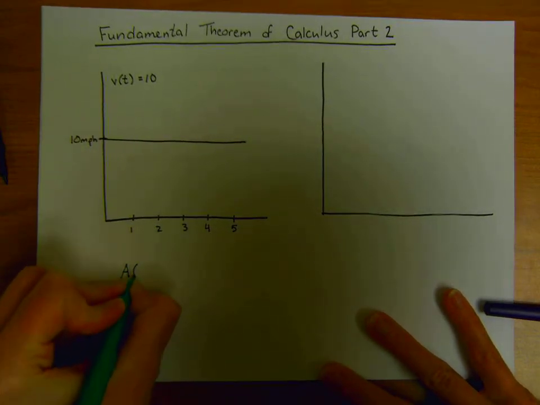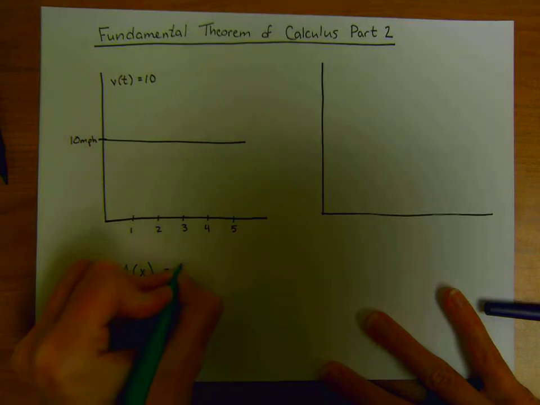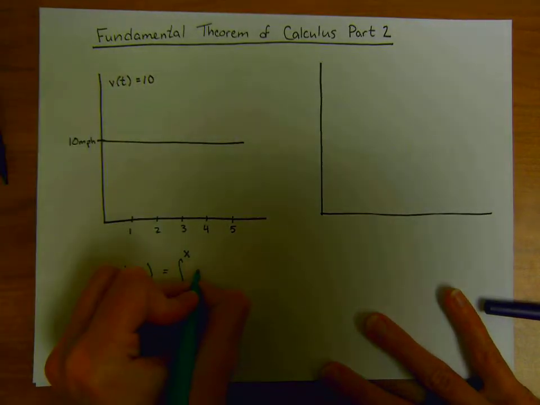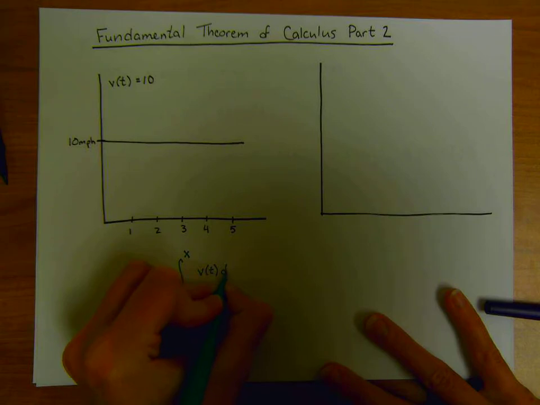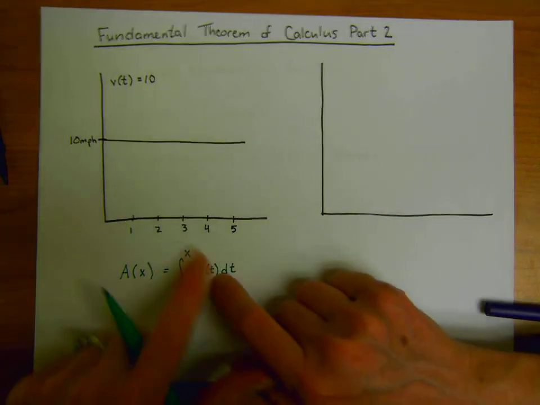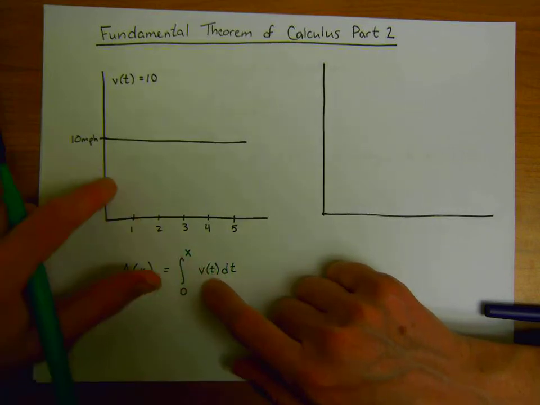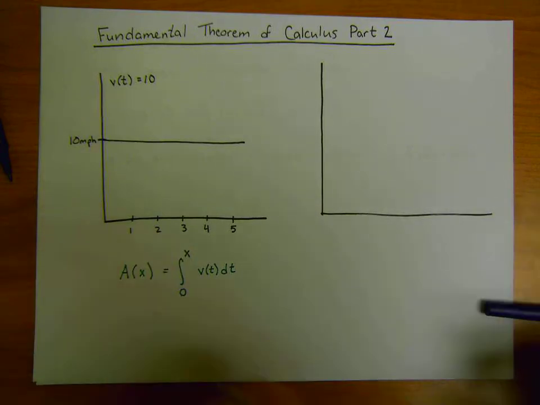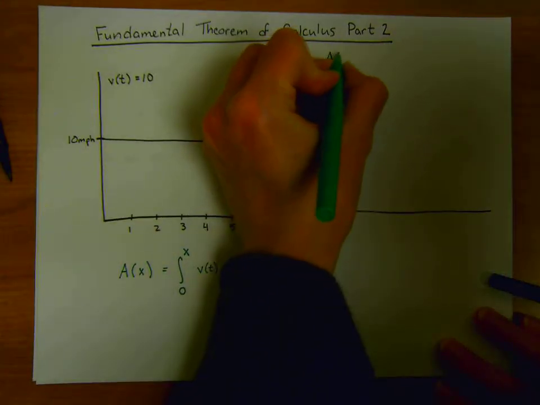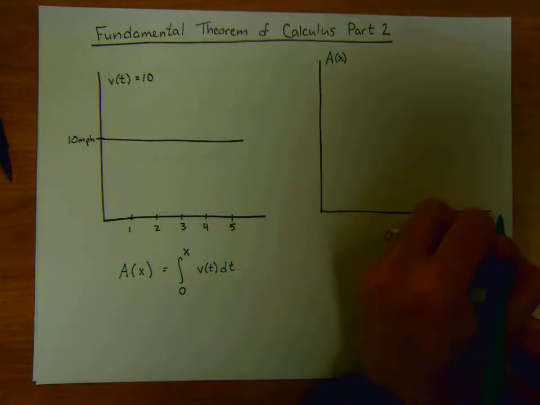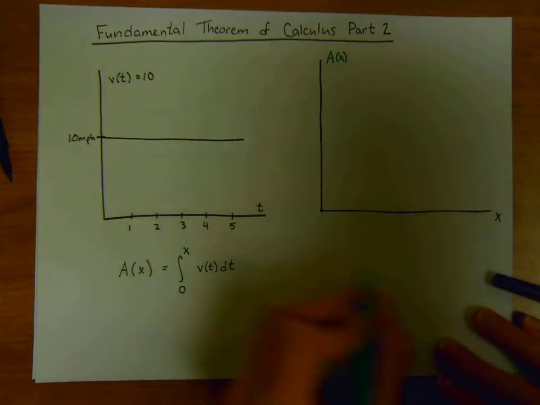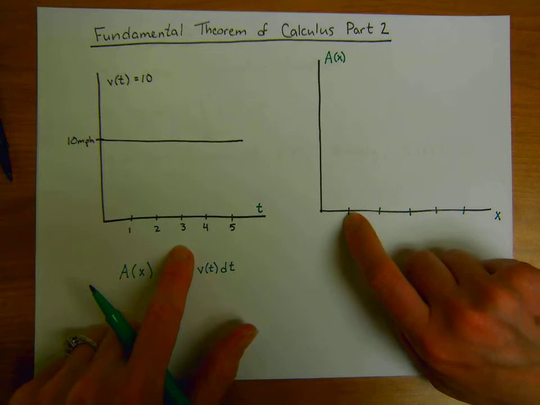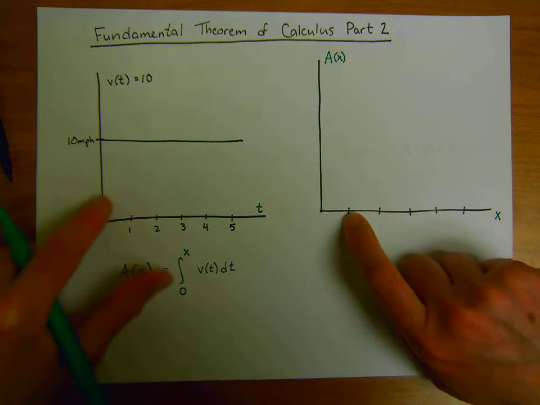Let my area accumulation function, a of x, be the integral from 0 to x of this velocity function, v of t dt. So what is this notation telling me? I'm finding areas under this velocity curve, and for each value of x over here, maybe I'll label this as my function a of x, and these are going to be my x values along the bottom, whereas here these are my t values. So for each x as an input, it's going to compute the area under this curve.